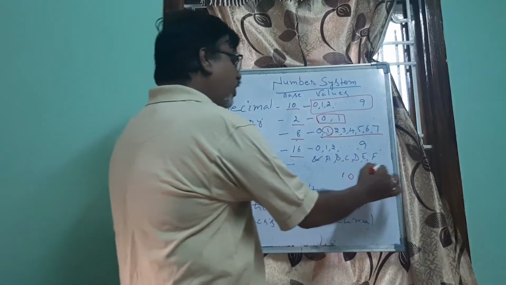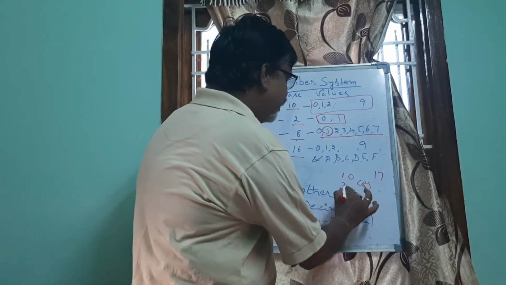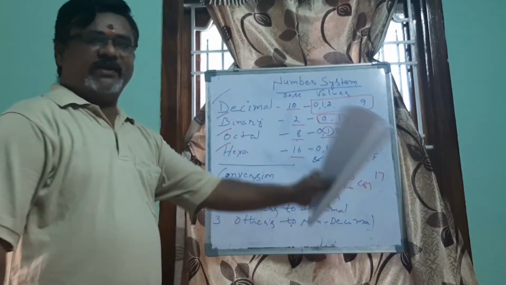So this is the base 8 after 7. Like that 1 1 up to 17 you will get. Then after 17 again you will go for 20. It is like that. Okay.